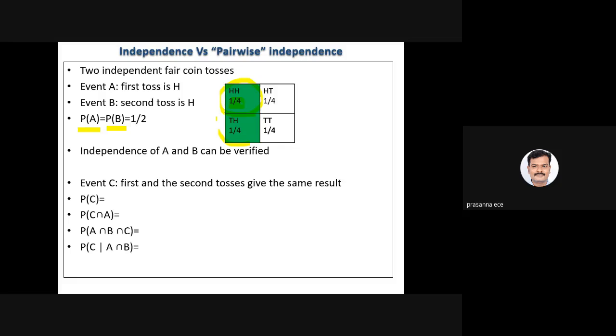This particular collection is our event B, and this particular collection is our event A. They both overlap here, so this is our A intersection B. The probability of A intersection B turns out to be the product of the individual probabilities of A and B. So A and B are independent. What we see here is they are pairwise independent. We have already verified independence of A and B.